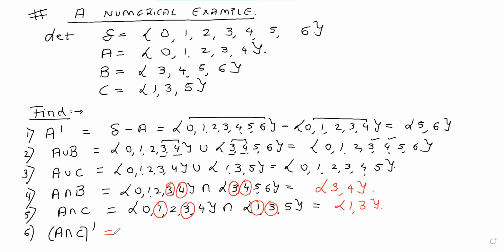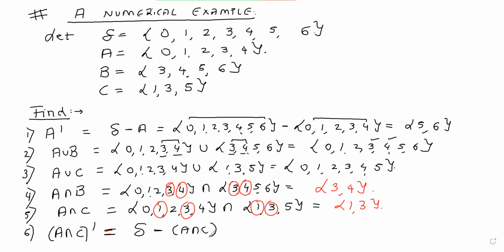How do I find A intersection C complement? Whenever you have to find complement, you just subtract the set from the sample space. The sample space is delta. From delta, subtract A intersection C. You will get A intersection C complement. Whenever you have to find the complement of any set, you subtract that set from the sample space or from the universal set. The sample space is also called the universal set.